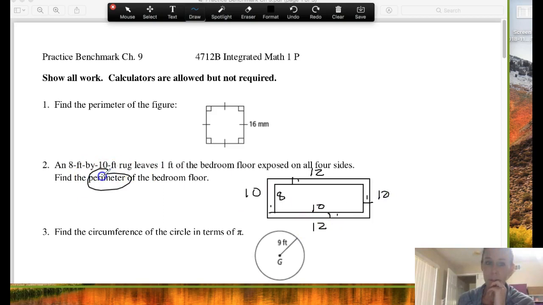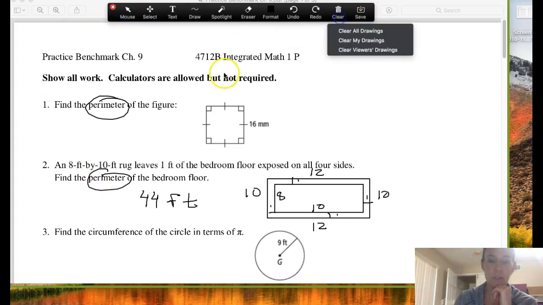So if you want to find the perimeter, you need to add up all the sides. 10 plus 10 is 20, plus 12 would be 32, plus 12 more would be 44. So 44 feet. It's not squared, it's just perimeter. Make sure you look and see what you're looking for. Simple perimeter.